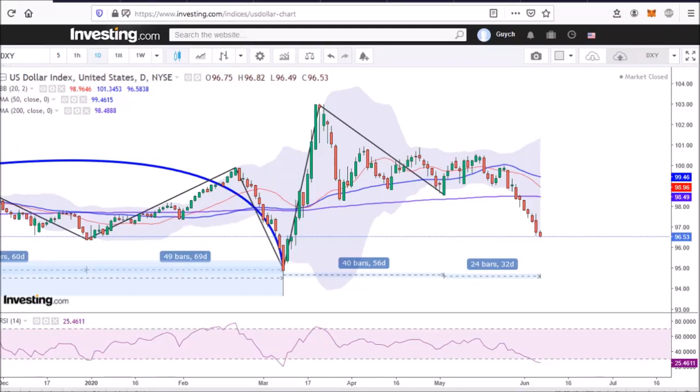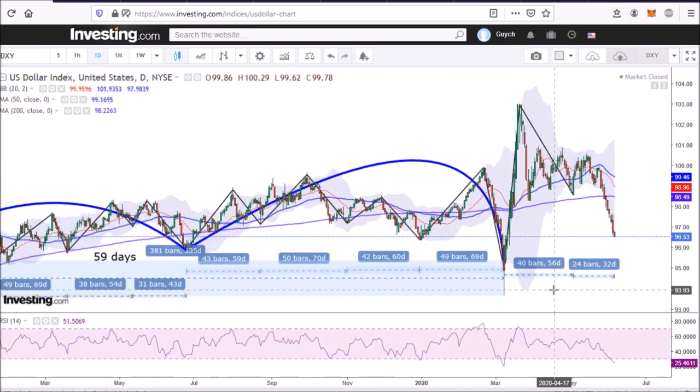Let's have a look at a general market overview today, looking at actually quite a few assets. I'm going to start today with looking at the US dollar. The US dollar is in an ongoing short-term daily cycle that has been going on for 32 days so far.